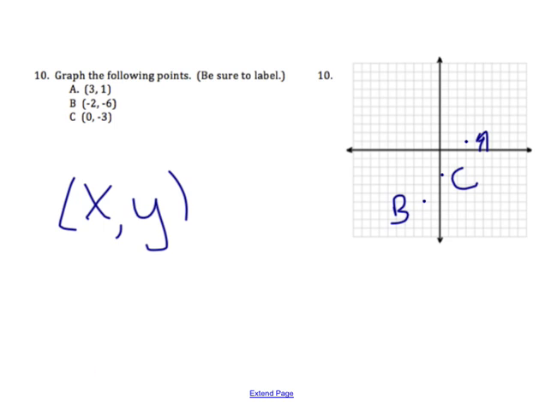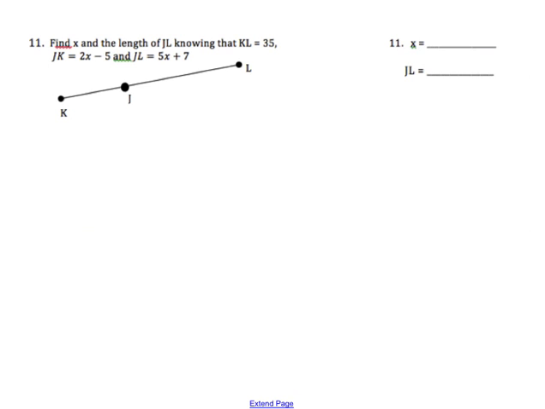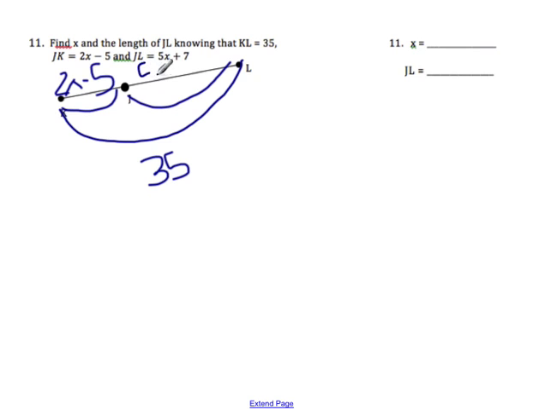Now let's take a look at number 11. I think these are the ones that trip up students the most. So I like to label things as I learn about them. Find x and the length of JL, knowing that KL is 35. So from K all the way to L is going to be 35 units. JK, just this little bit in here, is going to be 2x minus 5. JL, this guy right here, is 5x plus 7.